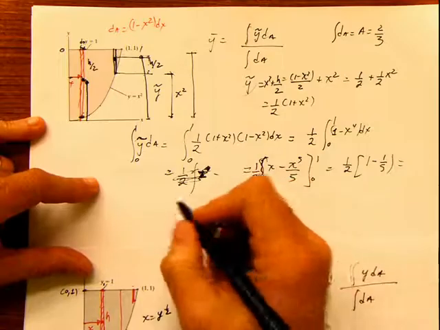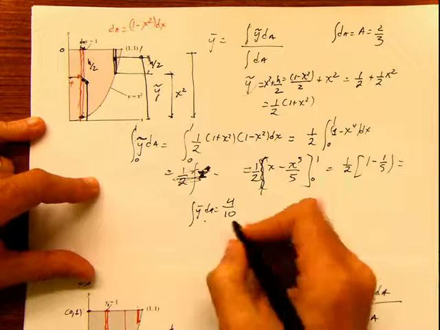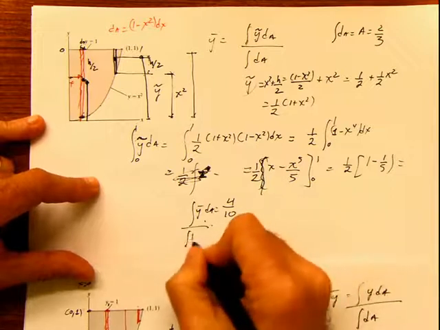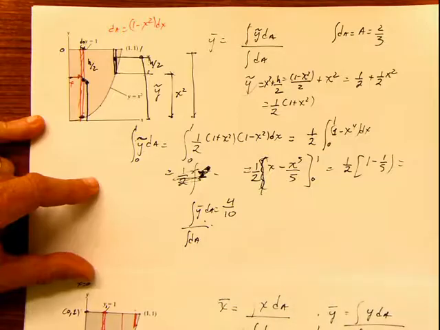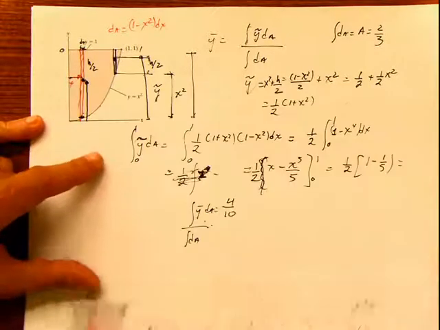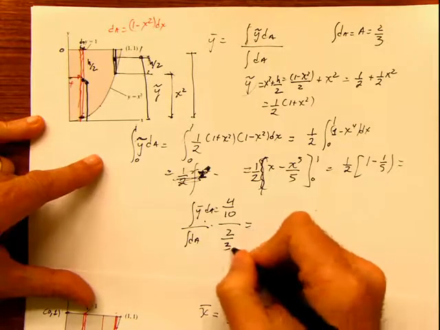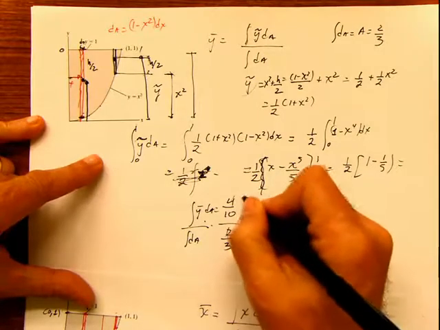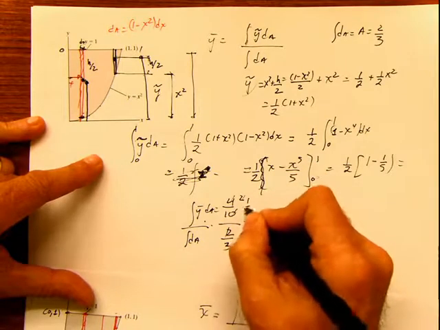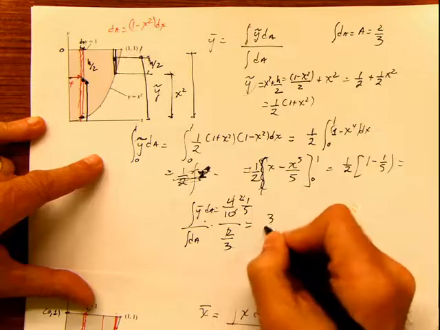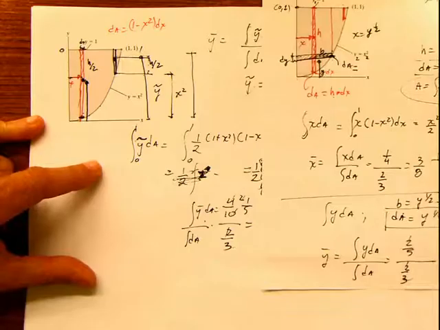And then remember, if this is just the integral of y dA, then I have to divide that by my area, which we calculated before as 2/3. And then this and this cancel out. This is 2, right? And this is 1/5 actually. This is 3/5, which is the same value that we got before when we did it in this way.